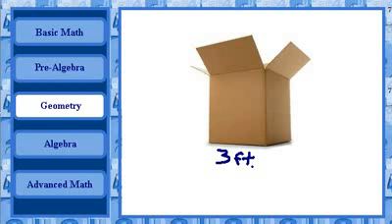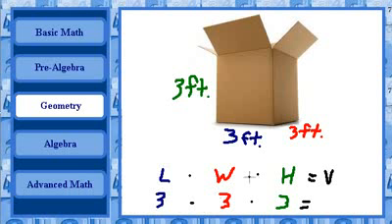So let's say when we measure, we find out that the length of our box is 3 feet, the width of our box is also 3 feet, and the height of our box is also 3 feet. Well, to find the volume, we're simply going to multiply these dimensions by each other. So 3 times 3 times 3, or length times width times height. And we can set that up like this. Our length is 3, our width is 3, our height is 3, and we're going to multiply them times each other.